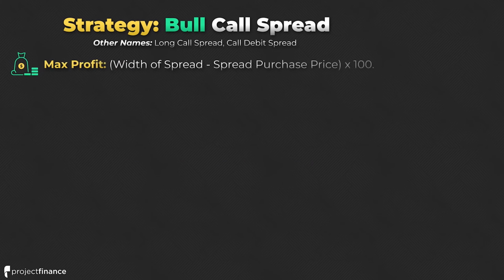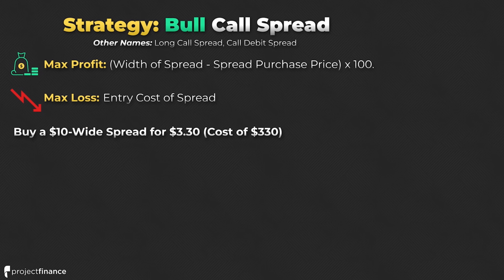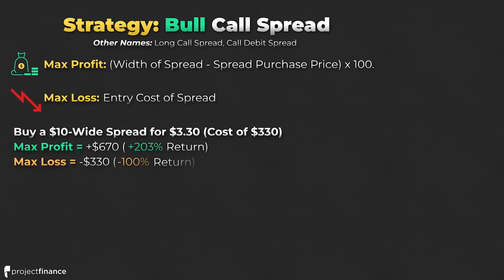The max profit of a bull call spread is the width of the spread minus the purchase price times 100, and the max loss is simply the entry cost of the spread. For instance, if I buy a $10 wide spread for $3.30, this means I pay a total amount of $330 for this call spread. The maximum profit potential is going to be $670, which offers me a potential 203% return, and the max loss is a potential $330.